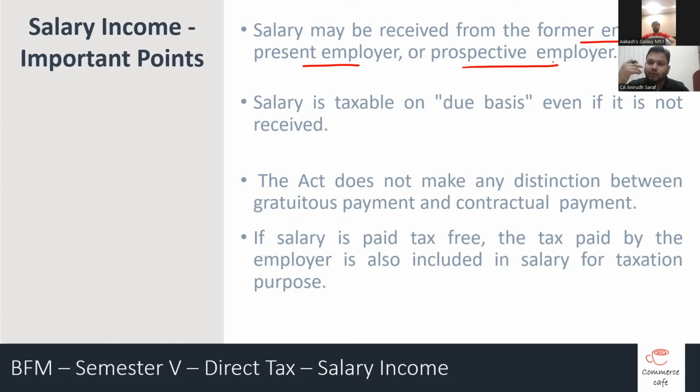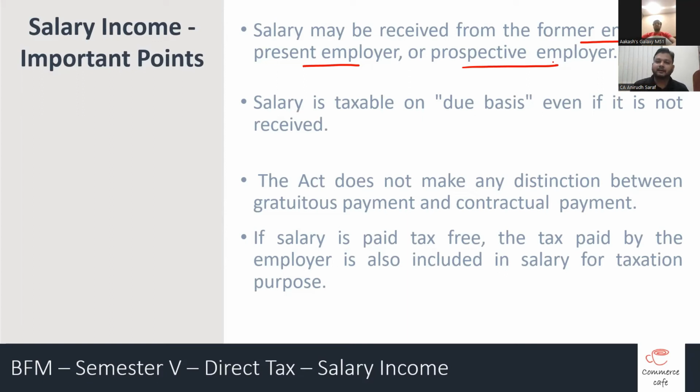So right now, you don't have that employer-employee relationship. It will start from 1st of August. Your contract will start from 1st of August. But sir, how can you receive salary if there is no employer-employee relationship? Suppose that person pays anything to you. He is not an employer, correct, but he's a prospective employer. So even this income will be treated as salary income.